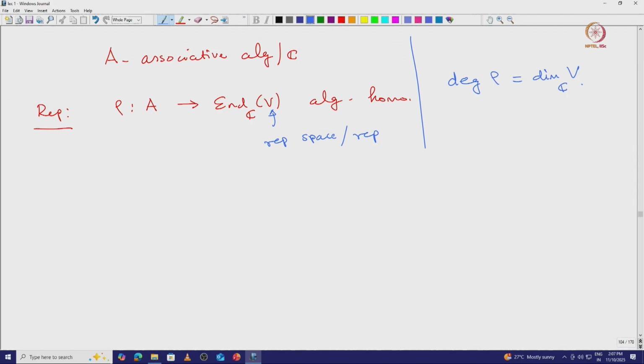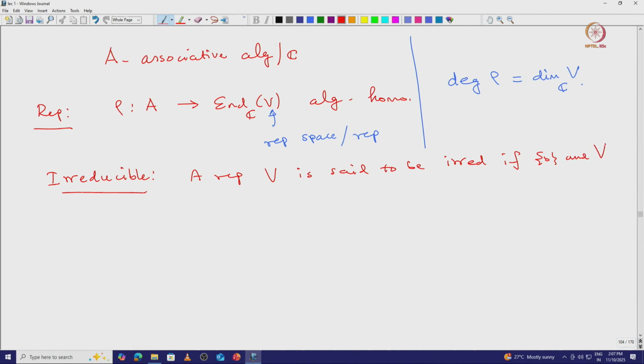So, let me quickly go through some of the terminologies that we introduced. We defined what is called a subrepresentation. They are just subspaces of V which are invariant under the action of each element of capital A. Now, what is irreducible? A representation V is said to be irreducible if the 0 space and the entire space are the only subrepresentations of V.